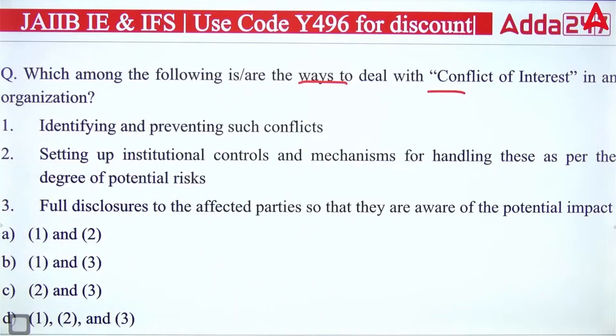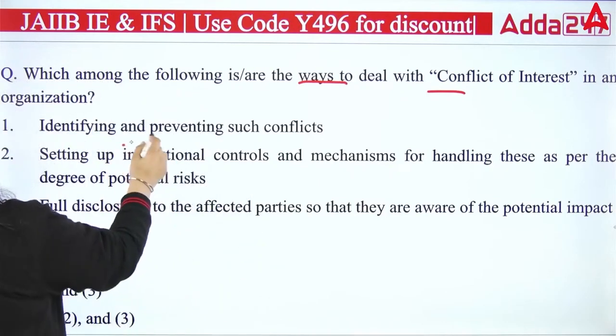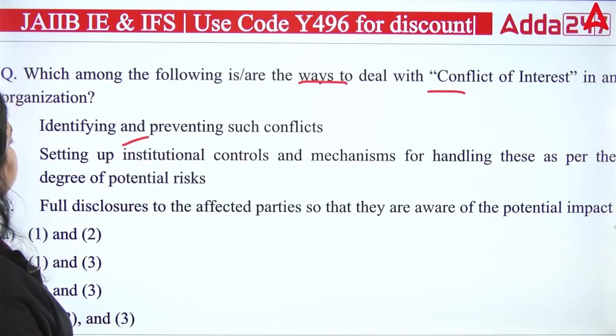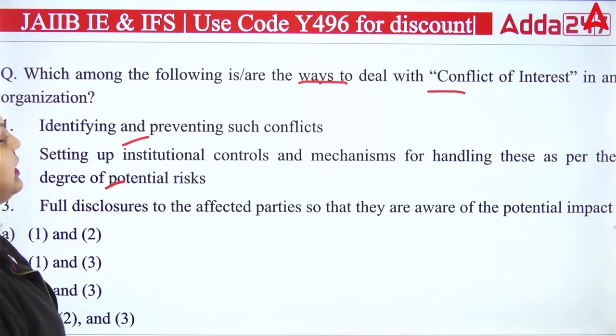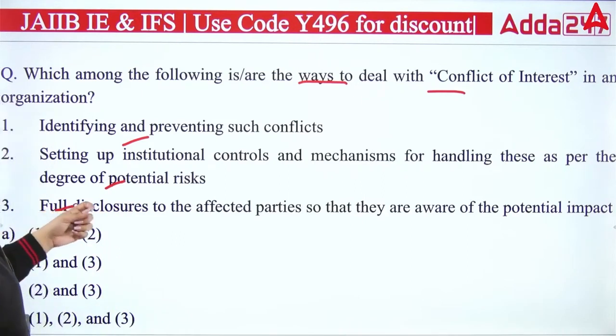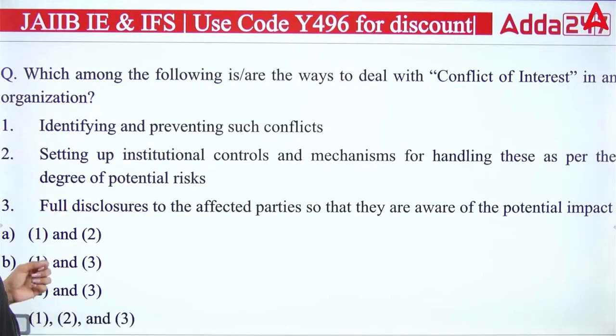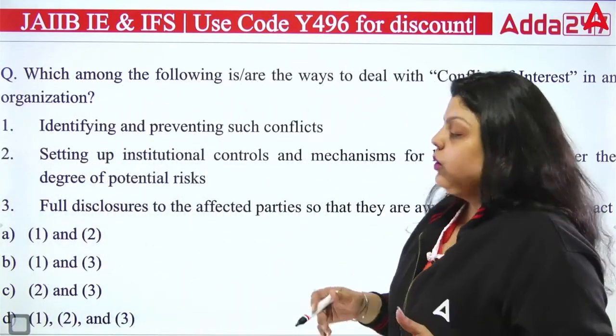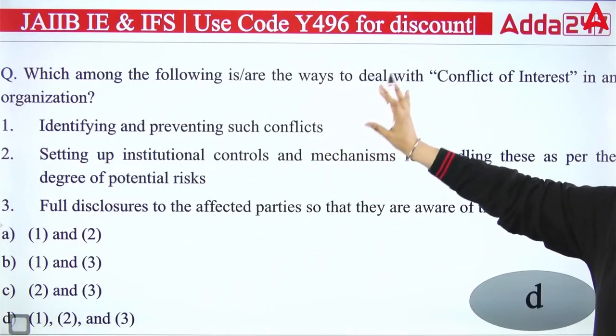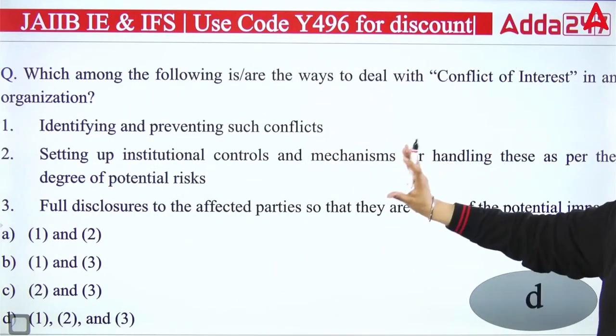So you have to answer which among the following is the way to deal with conflict of interest: A, B, C or D. Which of the following is correct? First is identify and prevent such conflicts. Then setting up institutional control and mechanism for handling these as per the degree of potential risk. Then full disclosure to the affected party so that they are aware of the potential impact. So all the points here are ways by which you can deal with conflict of interest in an organization. All of these are the right points, and these steps should be taken.